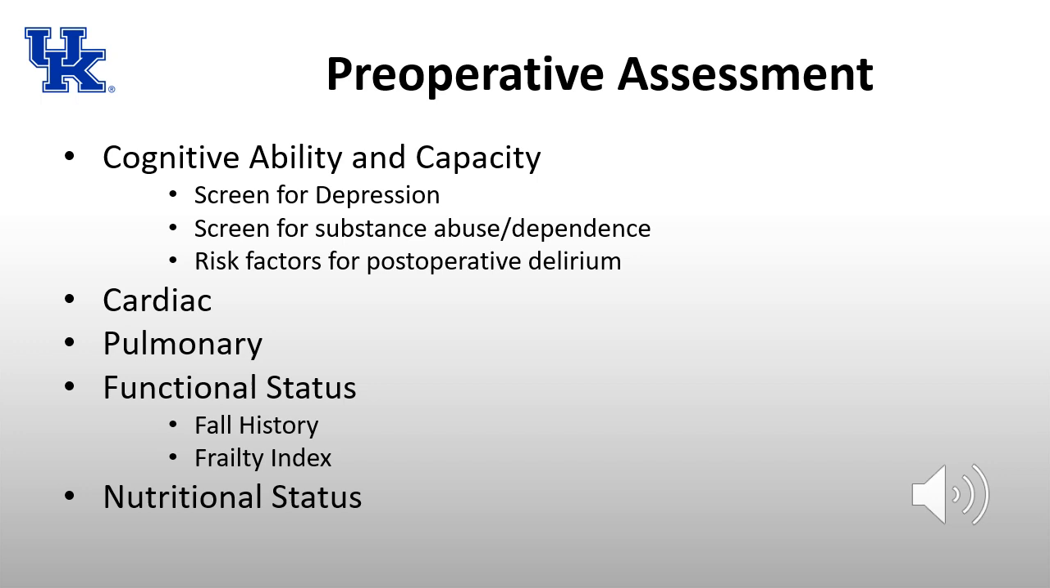Obviously, you look at cardiac status and pulmonary status, as you would in a normal non-geriatric patient cohort. However, you want to really focus on functionality assessment, the functional status, such as the fall history and frailty index, and since those patients are at risk for malnutrition, also the nutritional status. So certain areas we're going to go through more specifically.